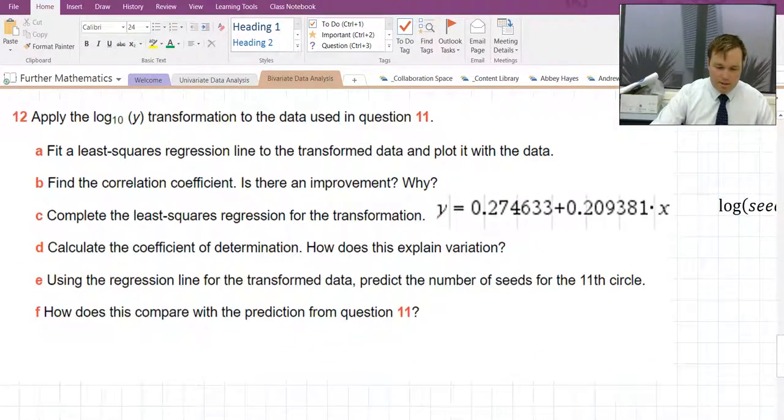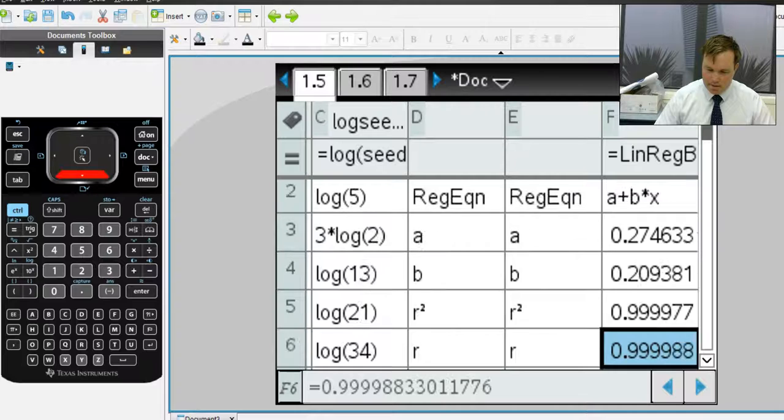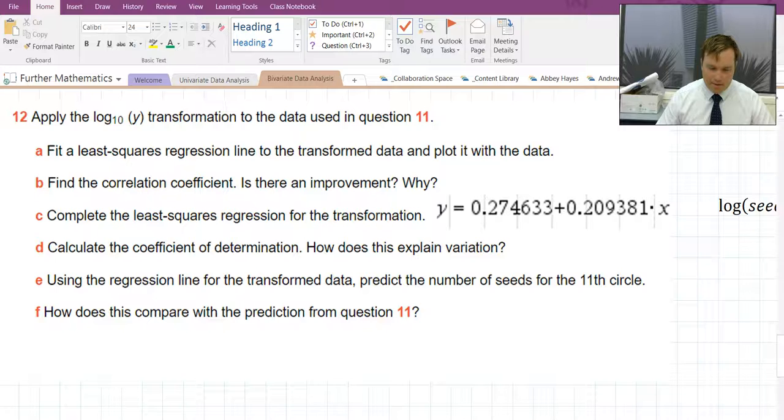Calculate the coefficient of determination. Coefficient of determination is r squared. R squared is basically 1, which means that 100% of the variation in seeds is explained by variation in circle number. Using the regression line of the transformed data, predict the number of seeds for the 11th circle.